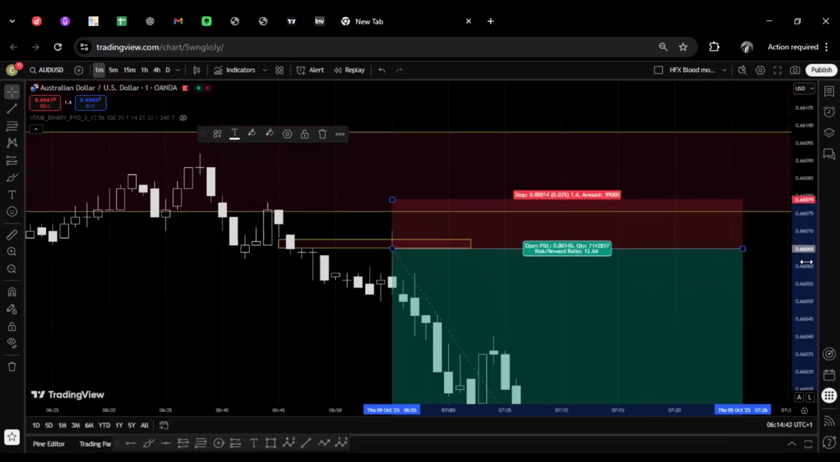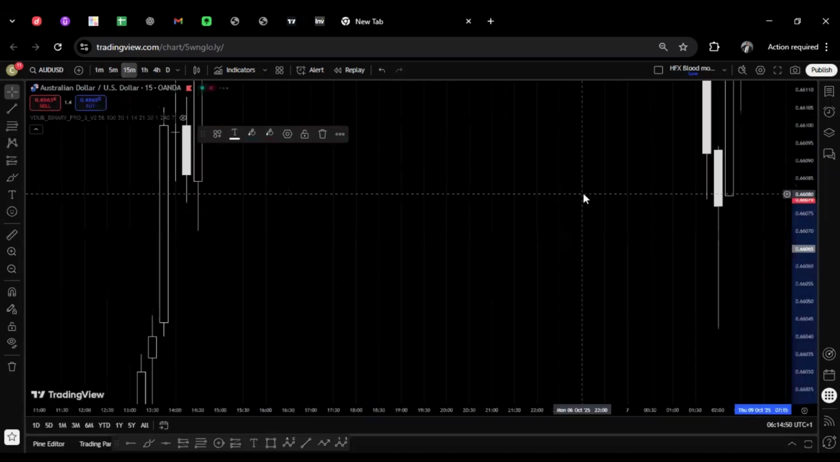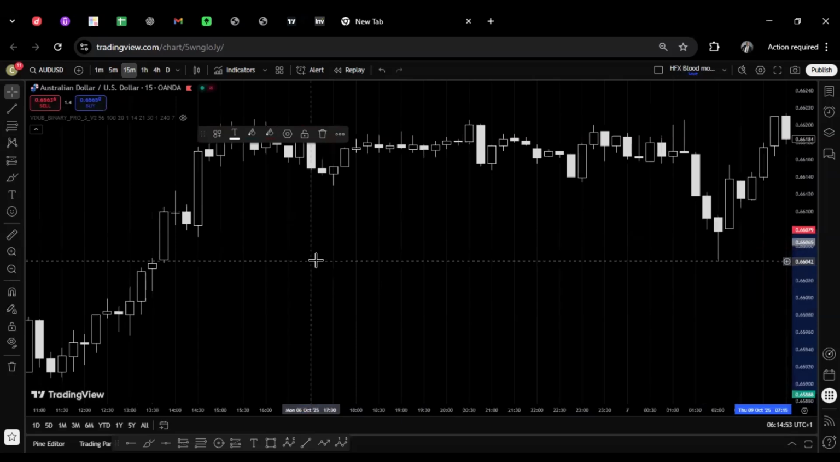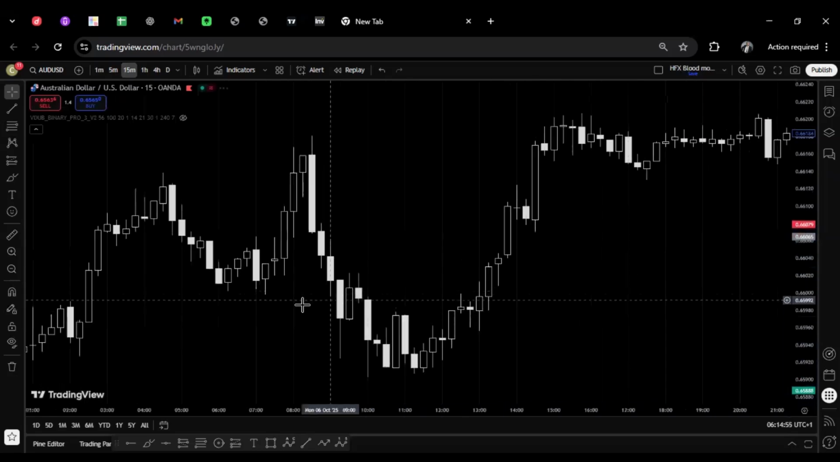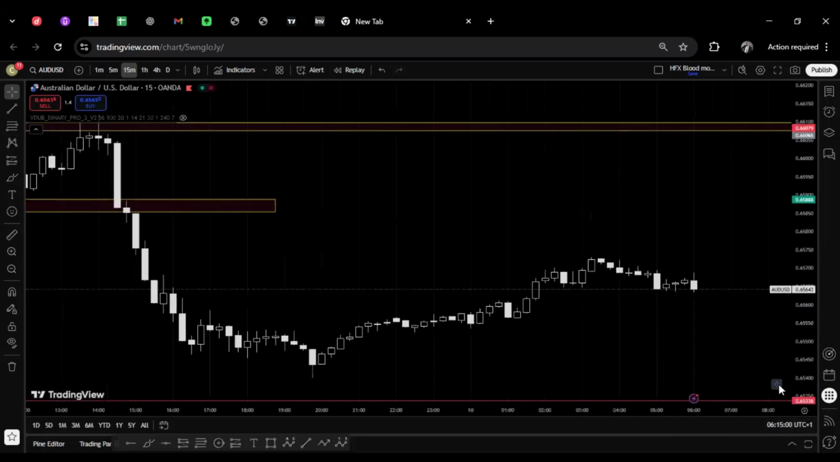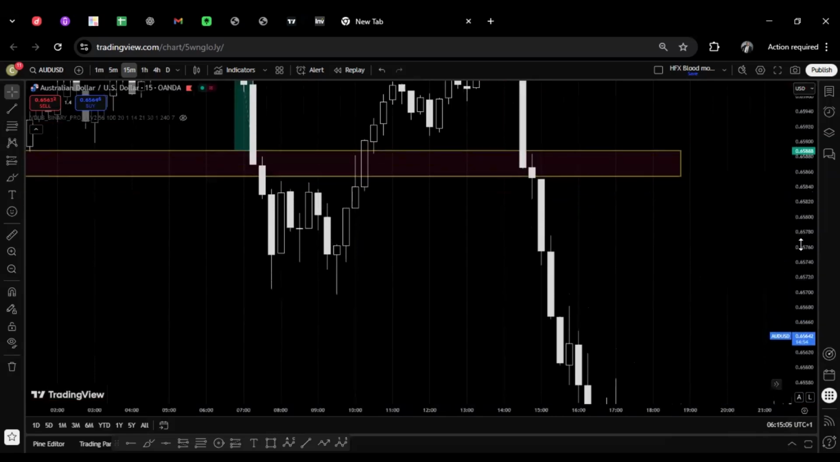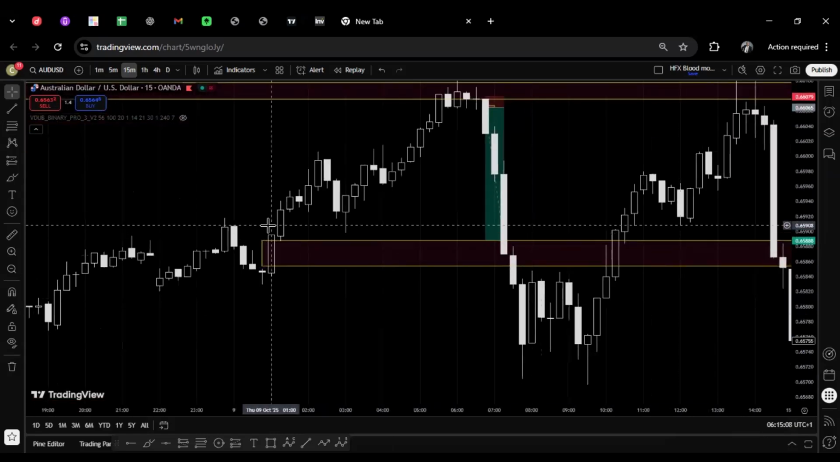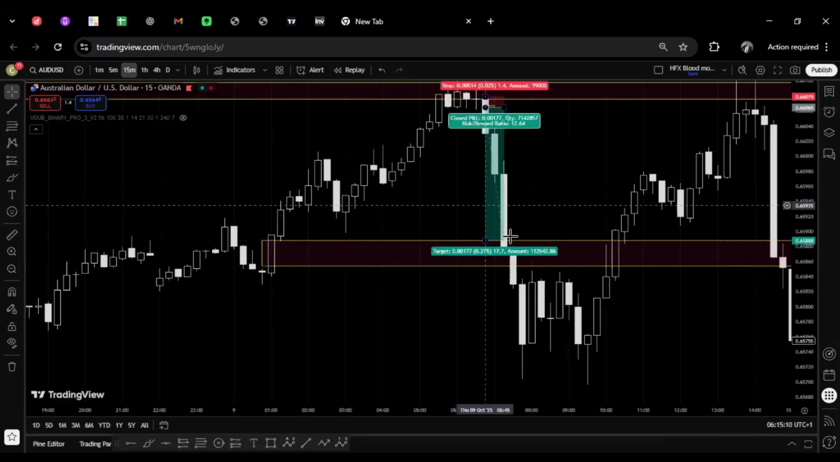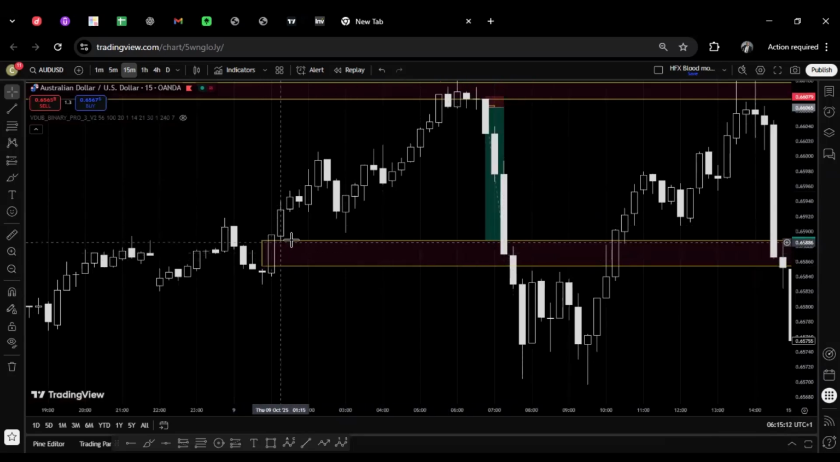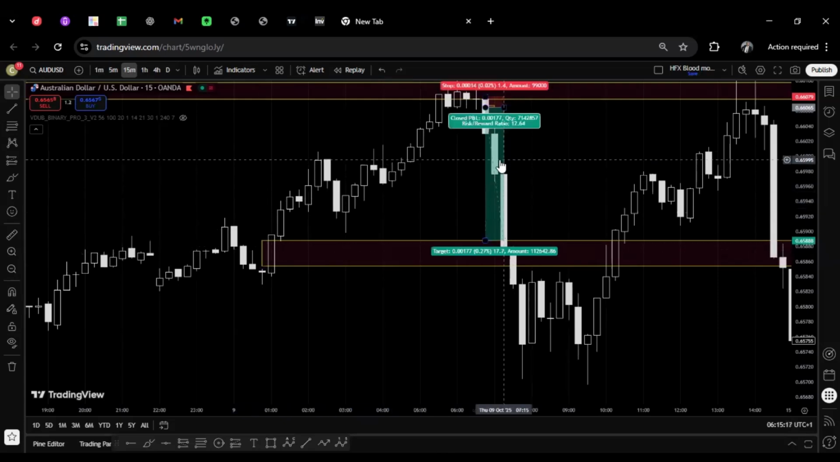Remember, my target is a fair value gap I saw on the 15 minutes time frame, which is down here. I was like, this is where my target point is. I'm going to choose the tip of the fair value gap. I am done.